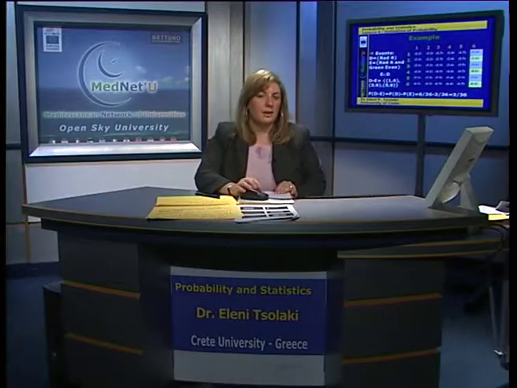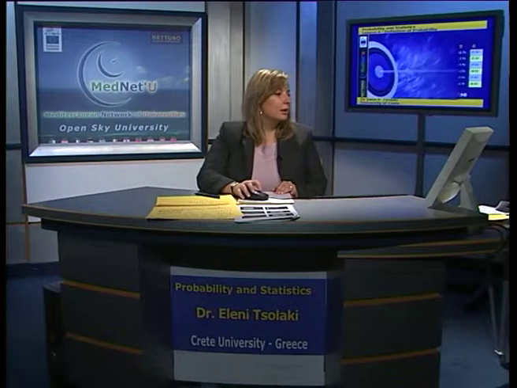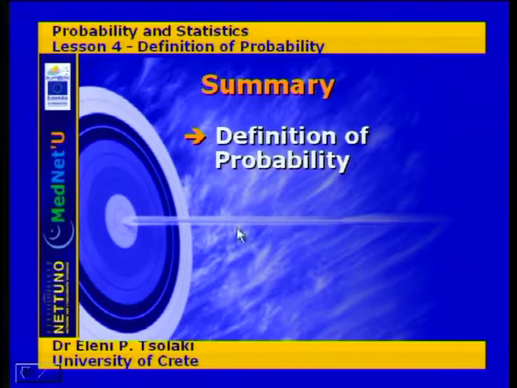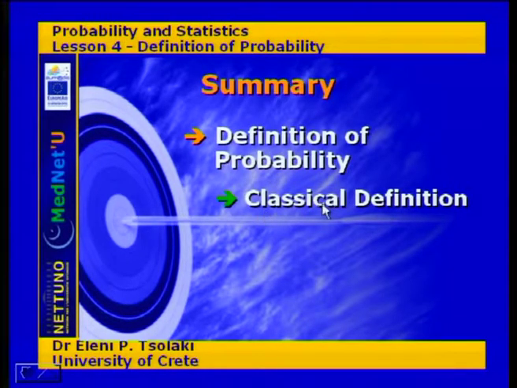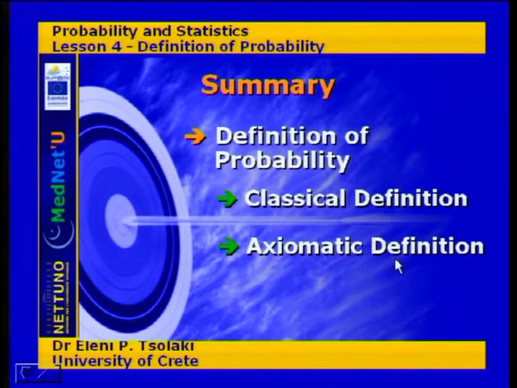So what we have seen in this lesson is the definition of probability. First of all, we've seen the classical definition and the problems which there are in the classical definition, the axiomatic definition, and several examples.